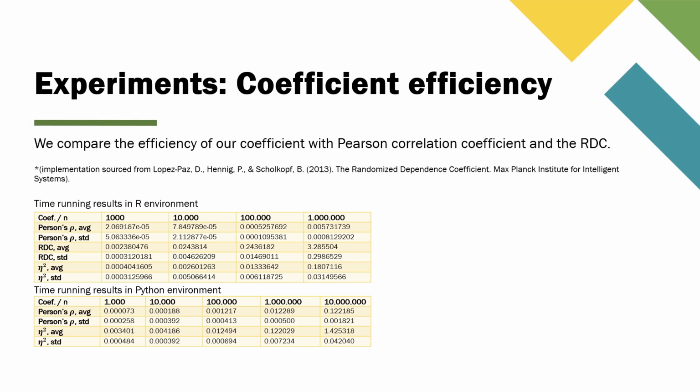In the first experiment, we compared the efficiency of our coefficient with the Pearson correlation coefficient as the fastest classical one and RDC as the main competitor. In the R environment, our coefficient outperformed RDC. Pearson was faster, but our coefficient scales also well. With 10 billion data points, the algorithm executes in 1.42 seconds.